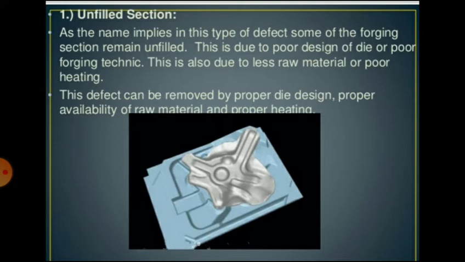As the name implies, in this type of defect, some of the forging section remains unfilled. That is called incomplete filling of the dies or unfilled section. It is caused by the wrong amount of metal, an insufficient number of blows during forging, forging the stock at too low a temperature when it has practically lost its plasticity, poor forging design, or incorrect die design.